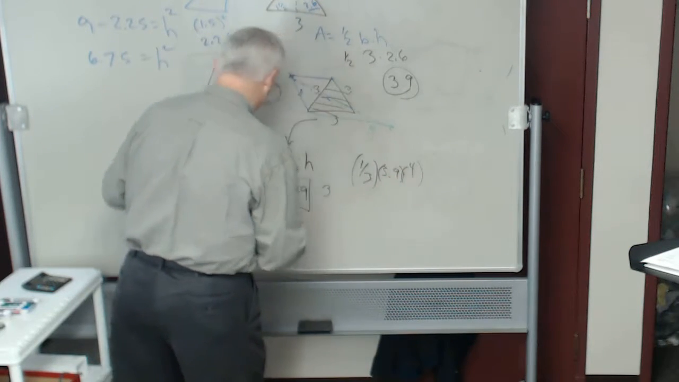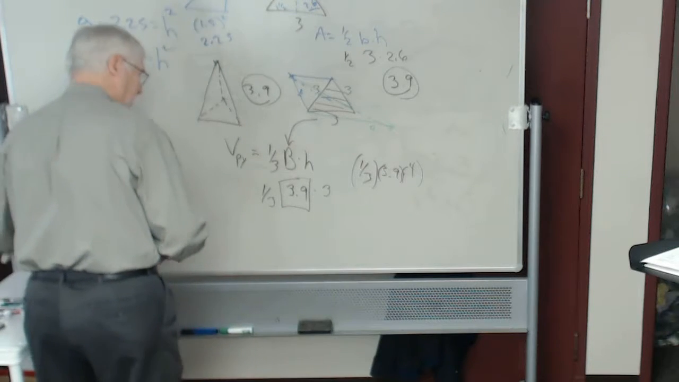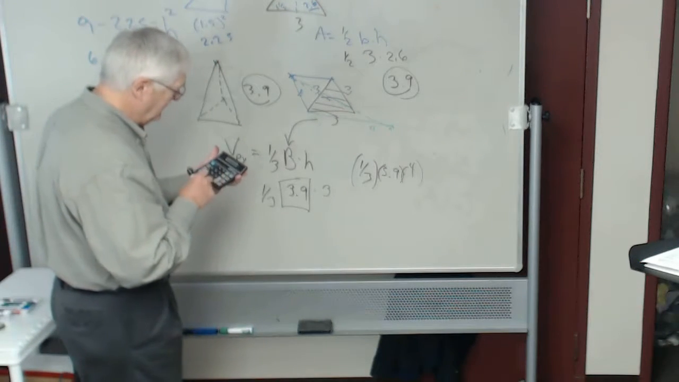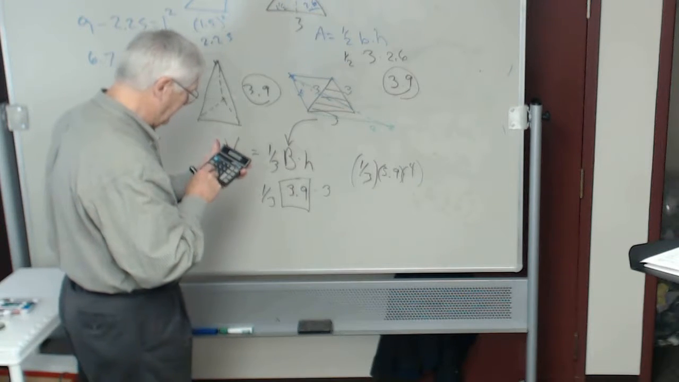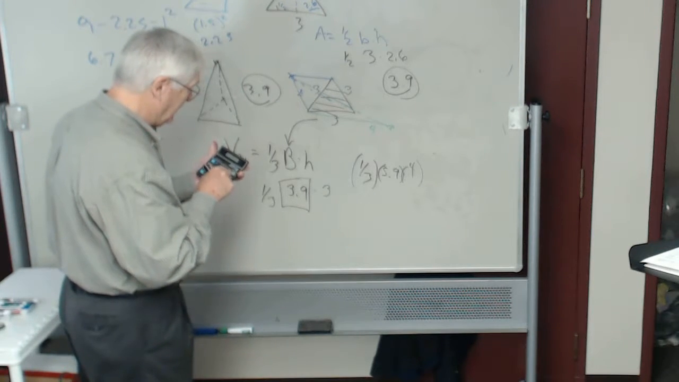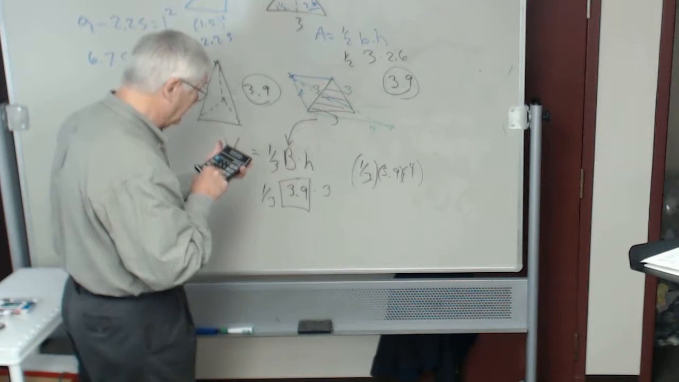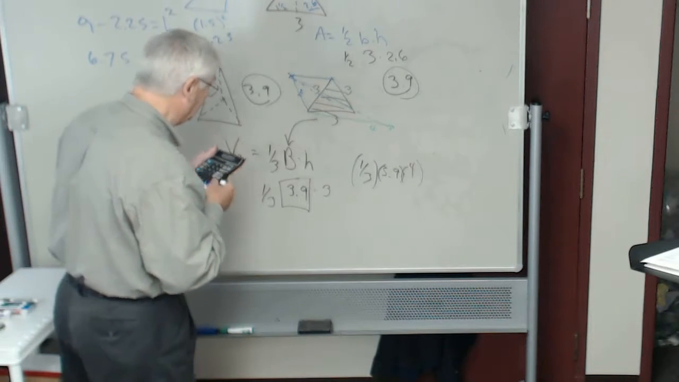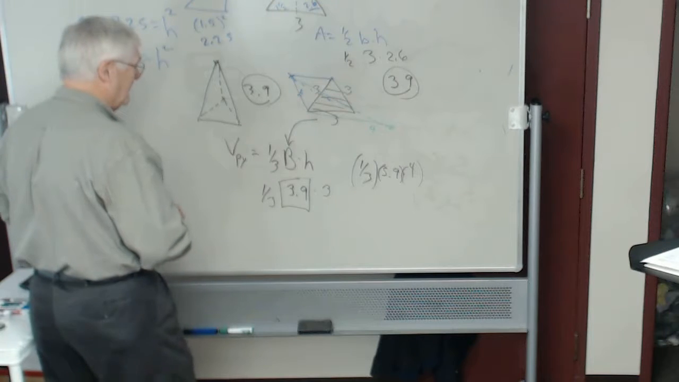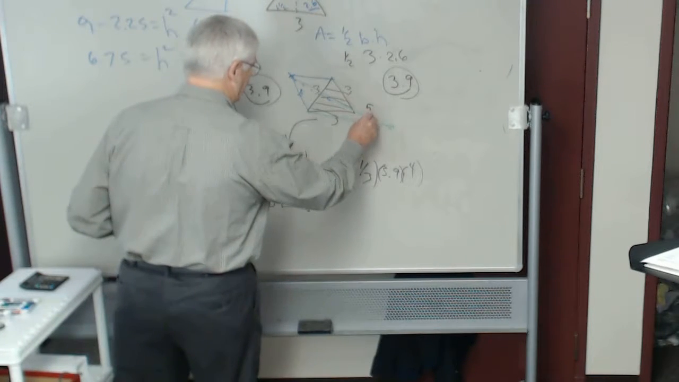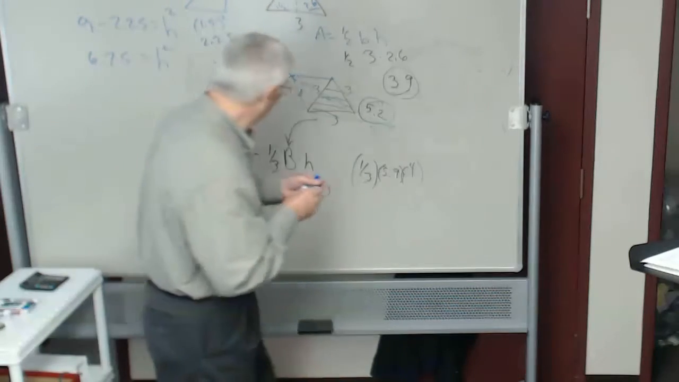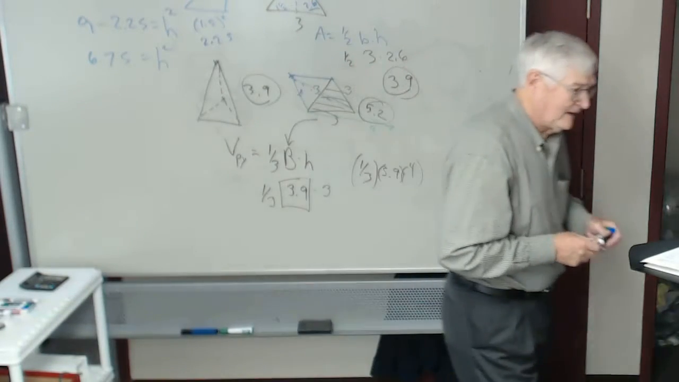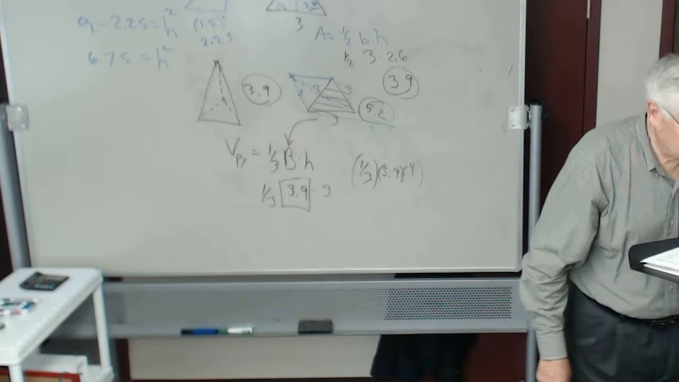And what does that come out to be? Well, that comes out to be 1.3 times 4 equals 5.2. So 5.2 and 3.9 would be 9.1. That would be the volume.